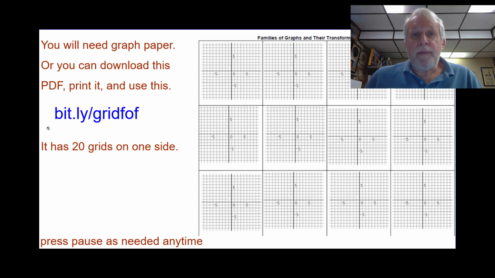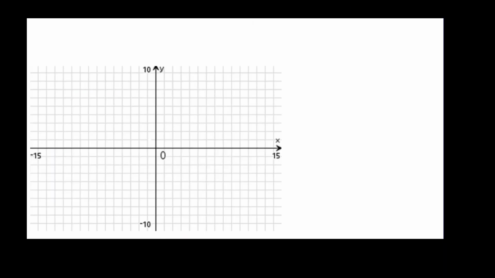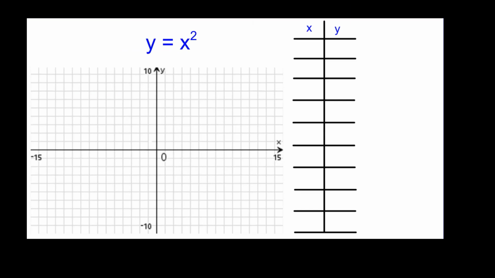If you don't have graph paper, you can download this PDF at this website, which can be printed with 20 grids on each side. We'll start with a grid. We encourage you to make a table, and we will use these 7 values to start. Please press pause and complete the table.